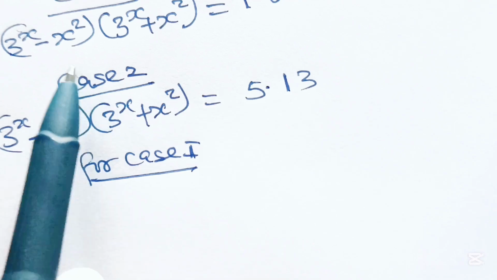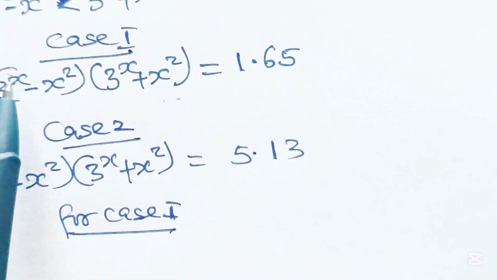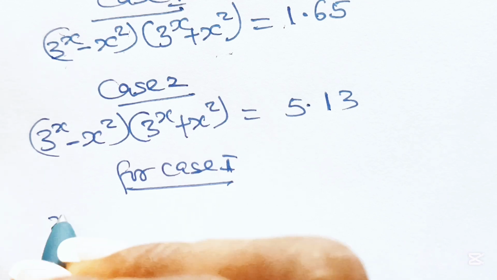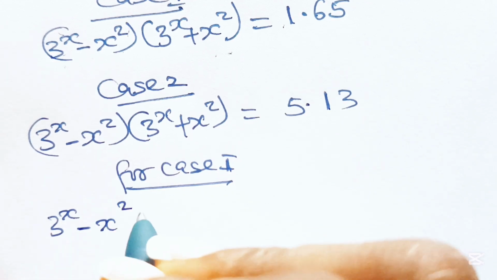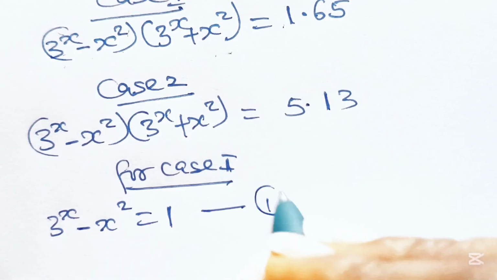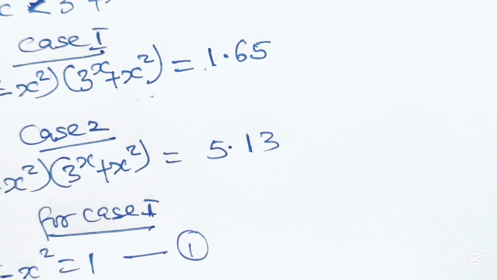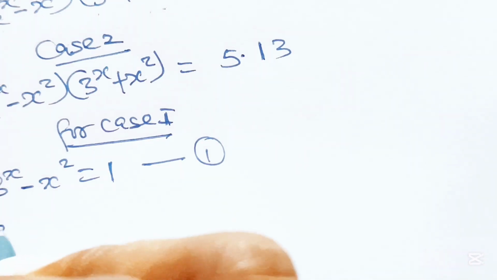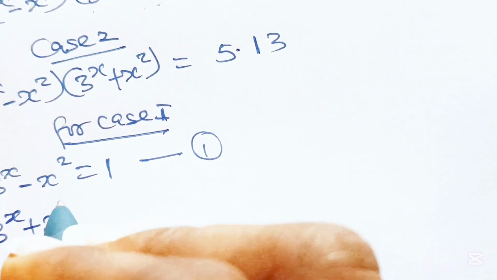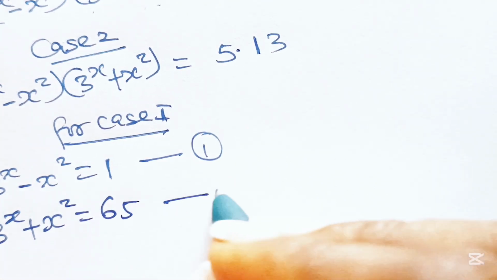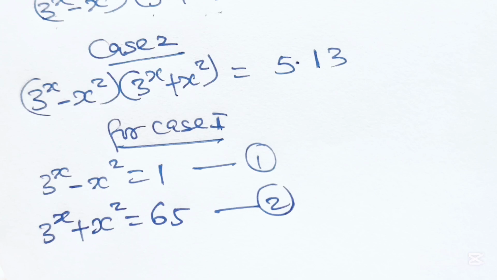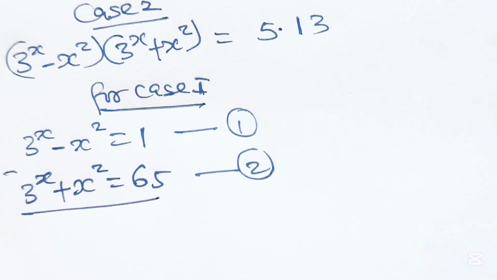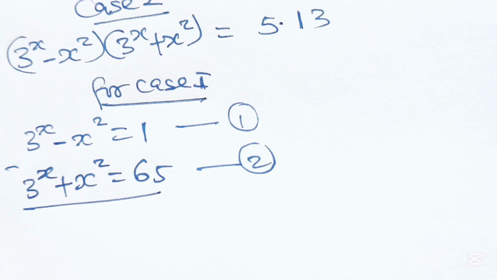we can see or relate that 3 to the power of x minus x squared is equal to 1, right? So we write 3 to the power of x minus x squared is equal to 1. Let's call this equation 1. And similarly, 3 to the power of x plus x squared is equal to 65. This is equation 2. Okay, now if we subtract equation 1 from equation 2, we are going to have this minus this is 0.